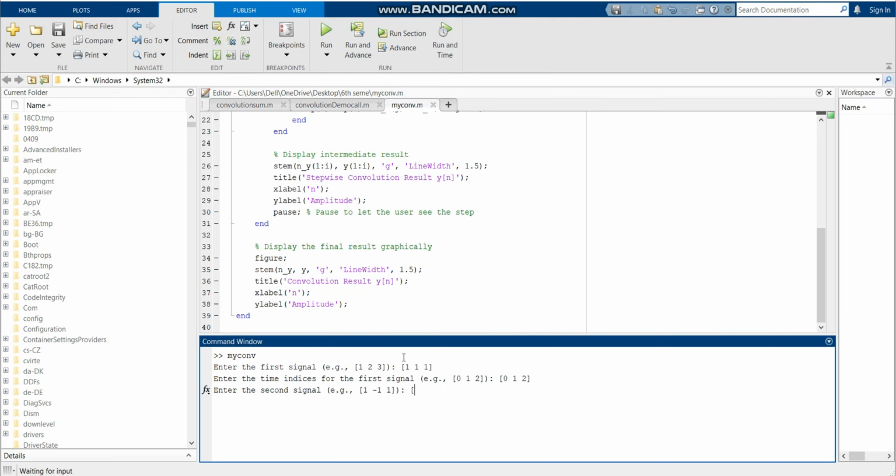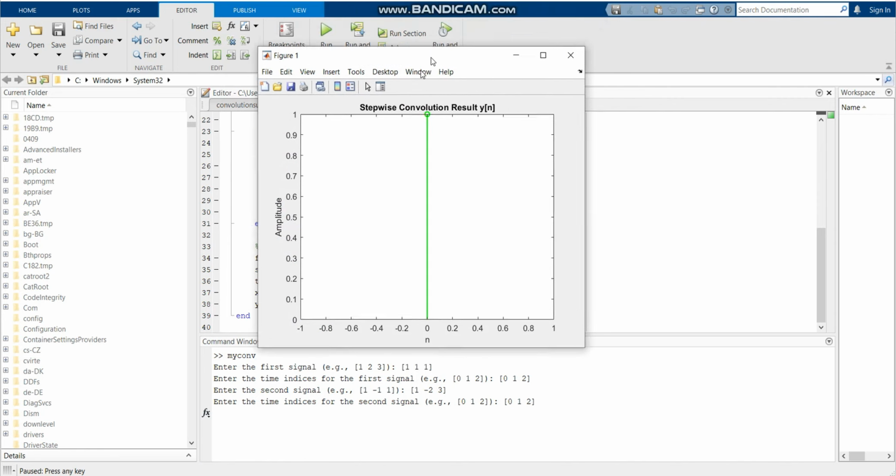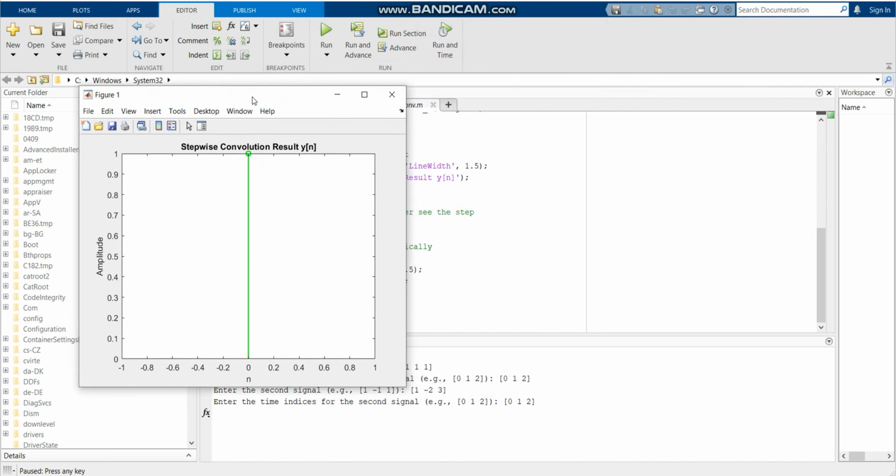The next signal is 1, minus 2, 3. And indexes for this signal are 0, 1, 2. Let us enter. It is the first step of the convolution result. By pressing enter or by clicking anywhere in the graph, we can observe step-by-step convolution results of this code.